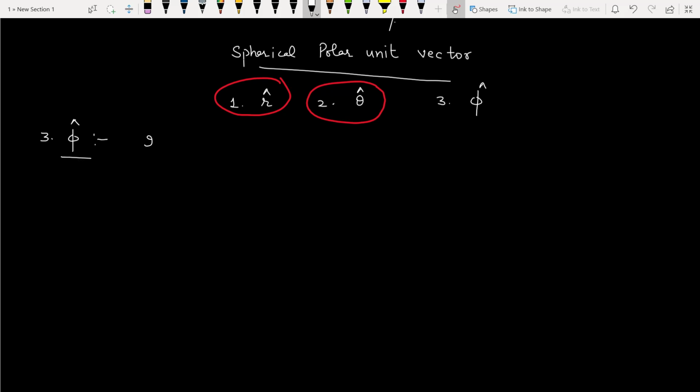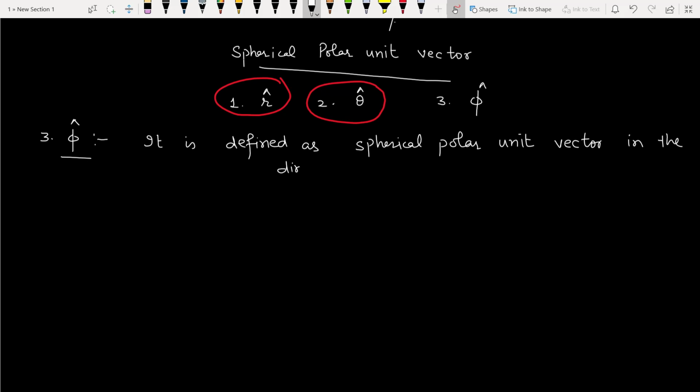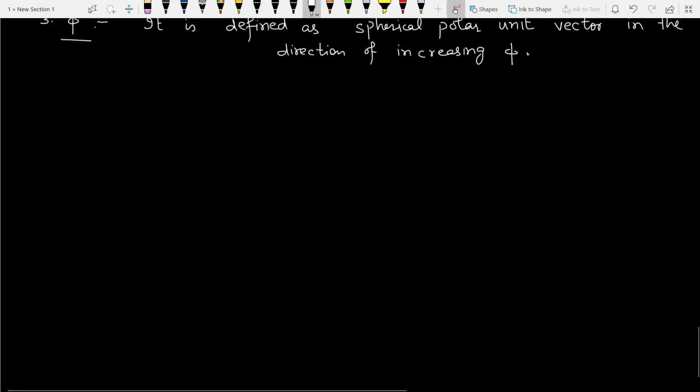So it is defined as the spherical polar unit vector in the direction of increasing phi. The definition for phi cap is very much similar to the earlier two definitions.